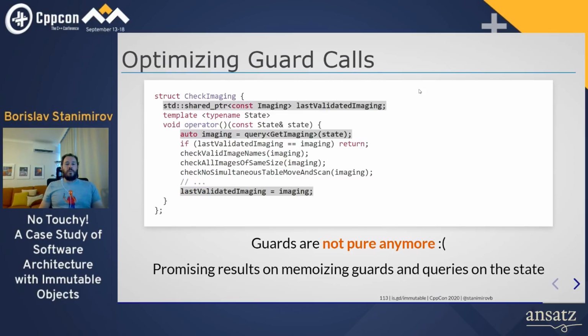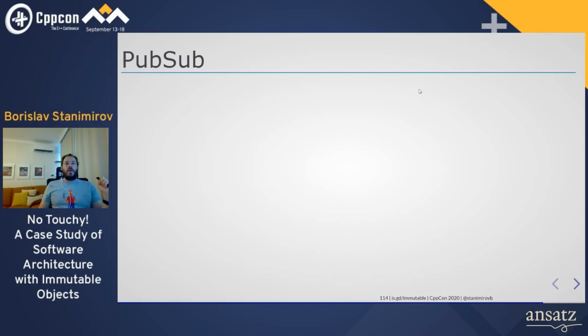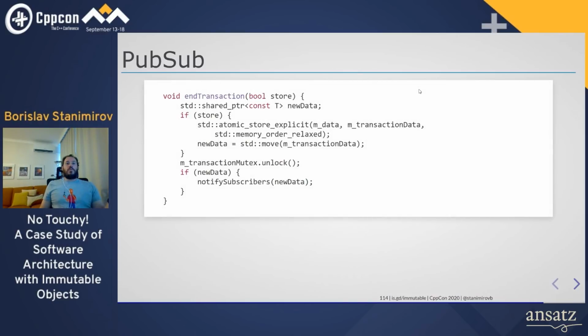We do have R&D for this, and we're seeing some promising results trying to memoize the guards and even queries on the state itself. So once you run a query or check a guard, the result of it can be stored in the state itself, and then running the same thing will return in the fastest possible fashion. But again, that's something that we currently don't have. We're working on it. We also have pub/sub. So that's really simple, not too much detail.